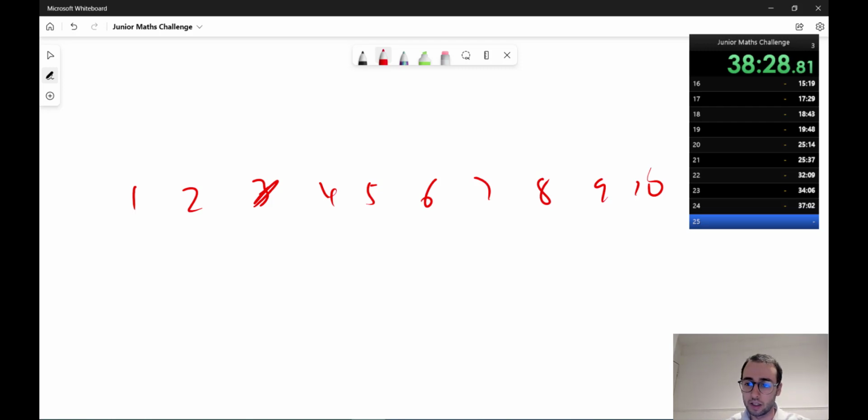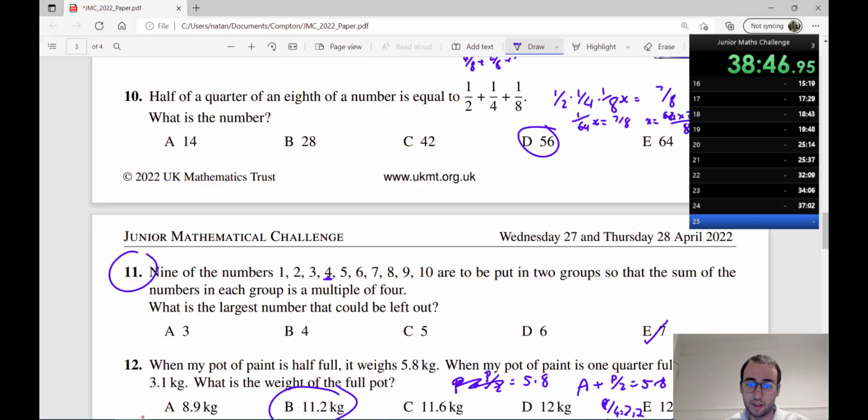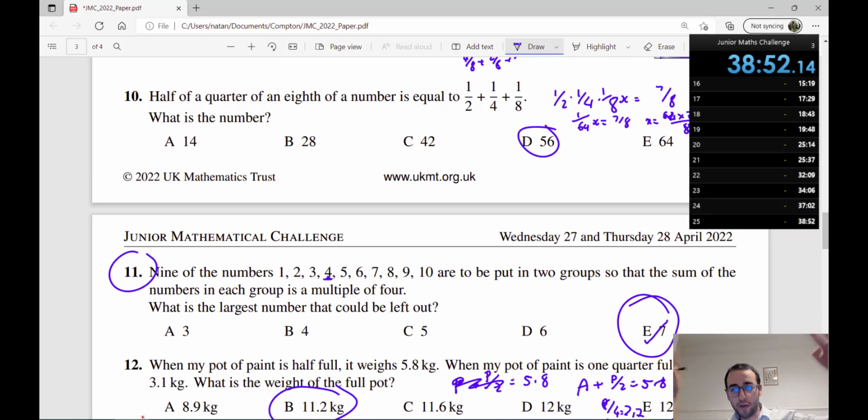Oh my god. 10, 20, 30, 40, 55. 55. And I'm basically working out, can I subtract numbers and still end up with a multiple of 4? That was stupid. The first one's 7. If I minus 7, I get to 48, which is a multiple of 4, and that's the answer. Oh my word. That's it. And then I'm done. 38, 52. Woo, 40 minutes.